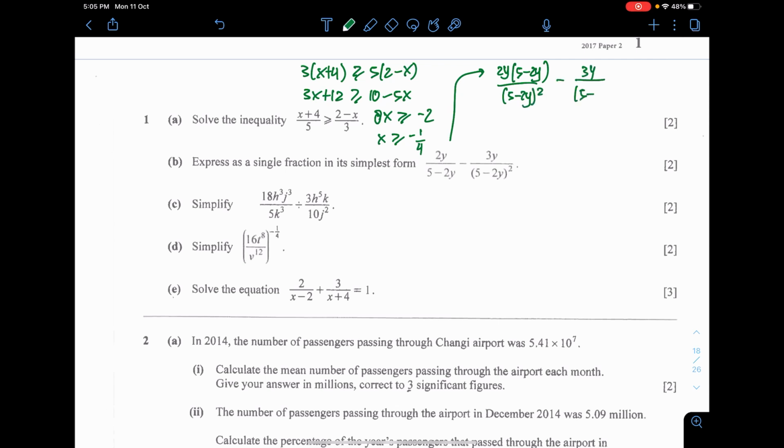Now that they have the same denominator, you can put them together under the same denominator, (5 minus 2y) squared. Giving us, the first is 10y, because 2y times 5, minus 4y squared, minus 3y. Okay, this one is a little bit unclear. So then I'll get negative 4y squared plus 7y, and then divided by this.